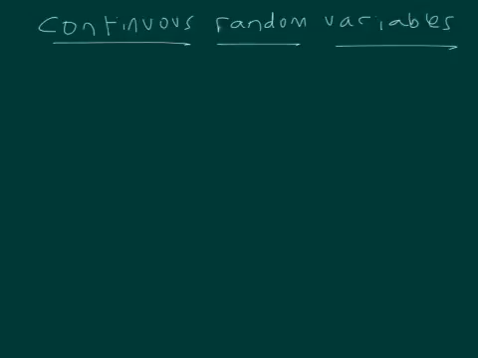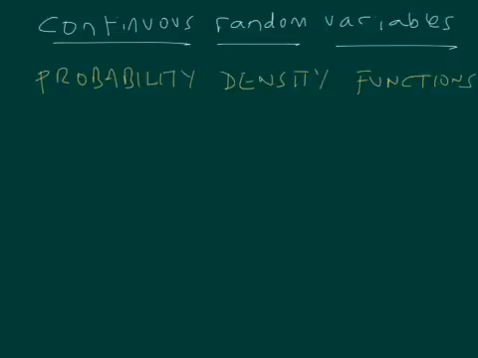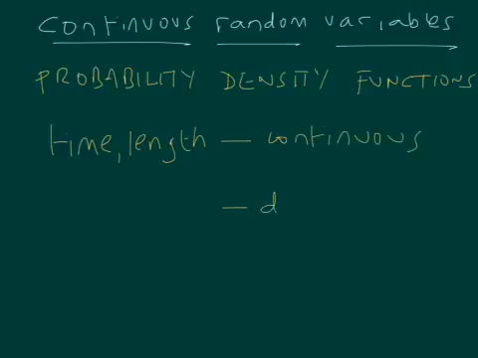Right, so this video is about continuous random variables, and in particular about probability density functions. So firstly we need to consider what is a continuous random variable. A continuous random variable could be something like time, or it could be something like length, where you can have in-between values. These are continuous random variables, and that's as opposed to discrete random variables, which would be the number of times something happens.